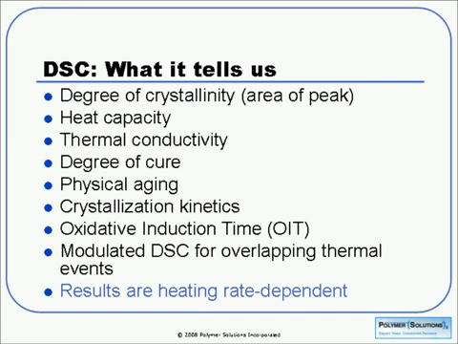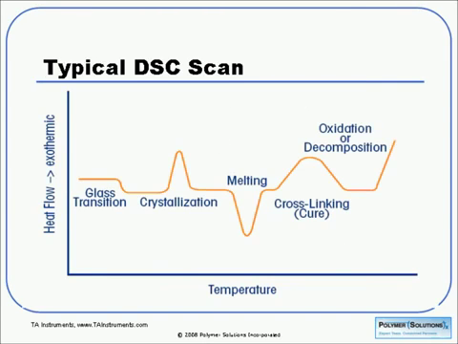We can determine physical aging, look at the rates at which crystallization occur. We can measure oxidative induction time, which is related to oxidative stability of the sample. A newer technique is modulated DSC, which allows us to separate out overlapping thermal events.